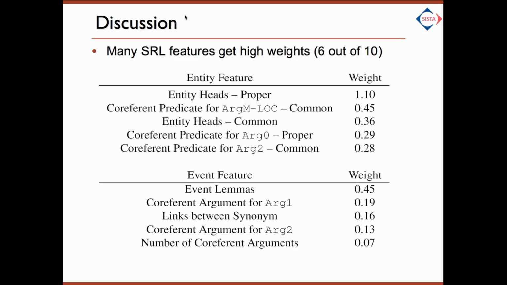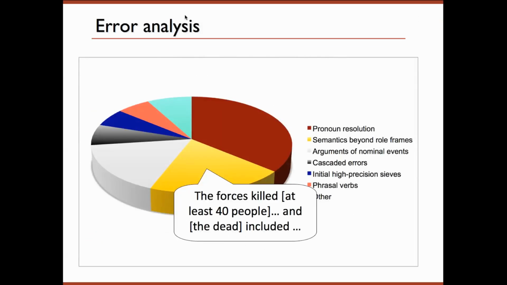All right. Quicker analysis. So pronoun resolution, just like before, is a big issue, still unsolved. There are semantics that go beyond role frames. So if we look at these two mentions, the forces killed at least 40 people, and the dead included blah, blah. Right? It's very hard to link the dead with at least 40 people. They don't match. They have different heads. They have different predicates and so on. So it's more complex semantics than what the model does.